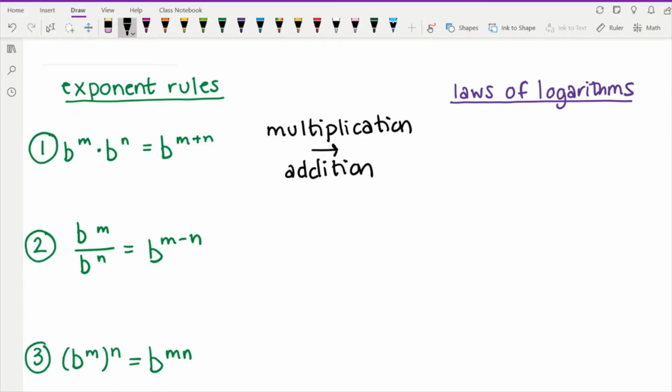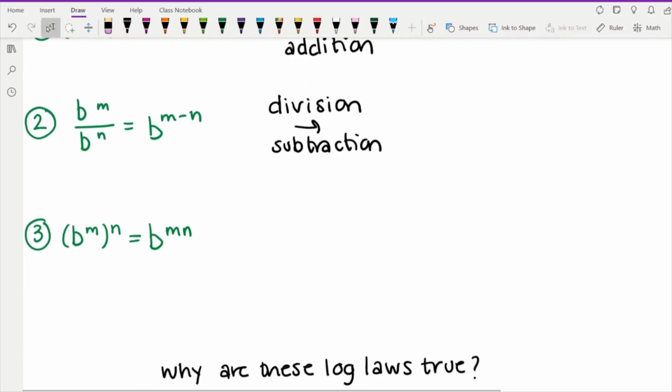And then for the next one, we start out with division, right? We're dividing two numbers. And then what happens with the exponents when we divide? Well, that turns into subtraction. And then finally, this last one, it's a little harder to describe what's going on here, but I guess I'll call it just an exponent, right? So you're taking a number and you're raising it to a power. And that raising it to a power, what that becomes in the exponents is it becomes multiplication.